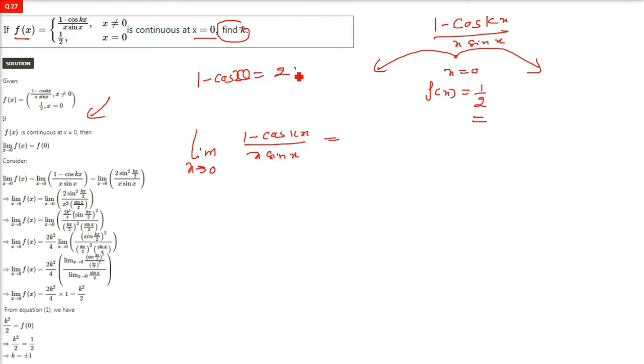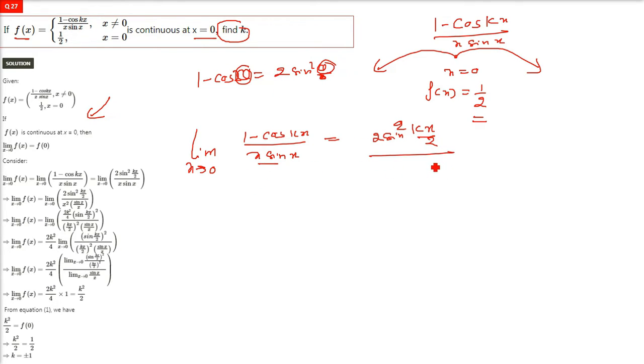So 1 minus cos 2 theta is basically 2 sine square theta. So 2 theta becomes theta. In 1 minus cos kx, kx can be assumed to be 2 theta, so we divide it by 2 when we come to 2 sine square. So 1 minus cos kx is 2 sine square (kx by 2).